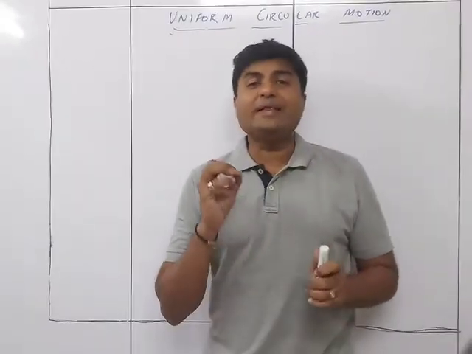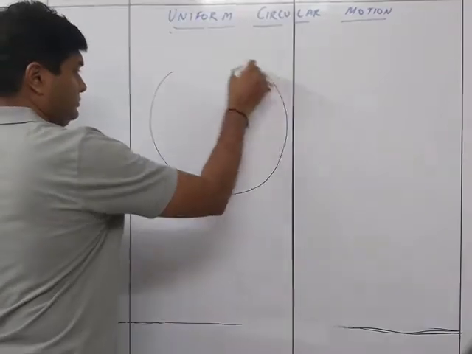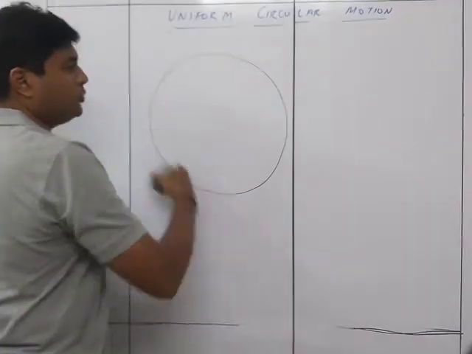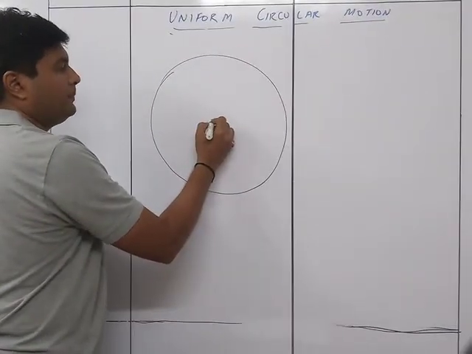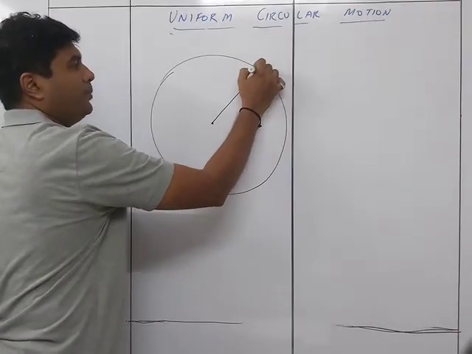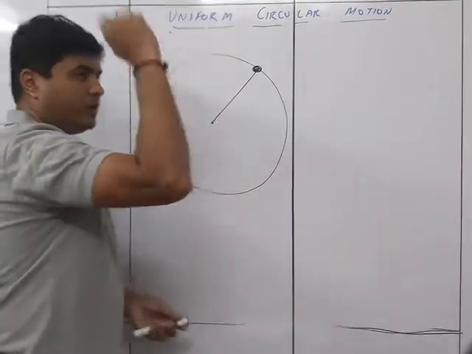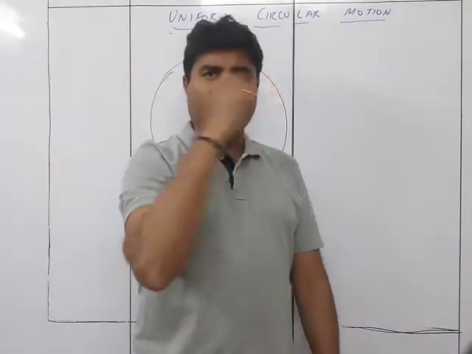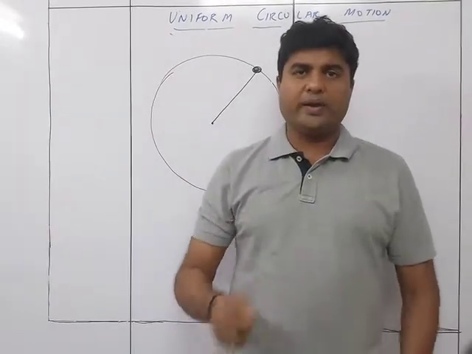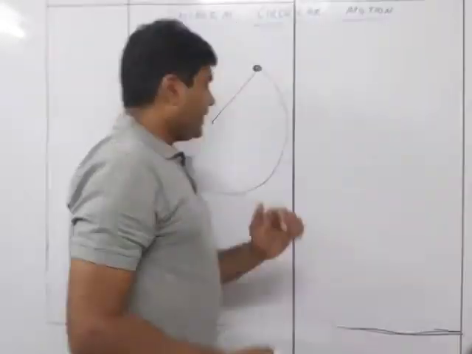Now, when the body is moving in a circular form like this, this motion is possible when a person at the center is, let's say, taking a string and a ball over here, and he is revolving the ball like this. It is moving in a circular form. When it does so, what is happening?